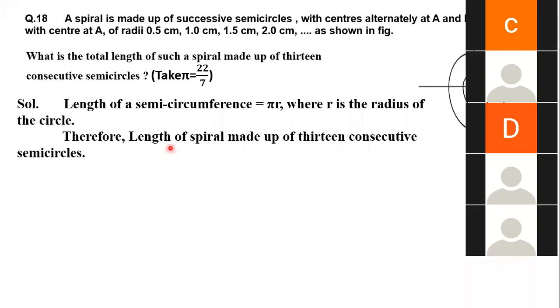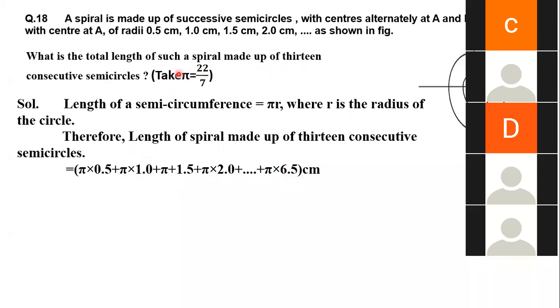Here r is the radius. We need the length of the spiral made by 13 consecutive semicircles. So this is how we get pi r. For the first semicircle, the r value is 0.5. The second is pi into 1.0, the third is pi into 1.5, the fourth is pi into 2.0, and so on, up to the 13th semicircle they asked.